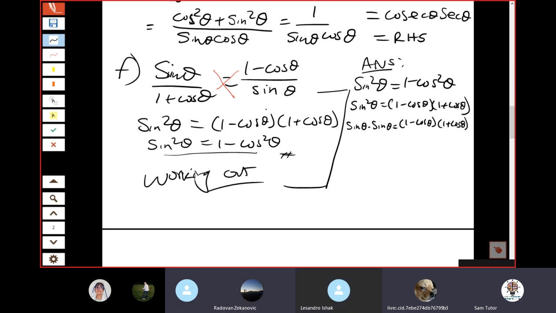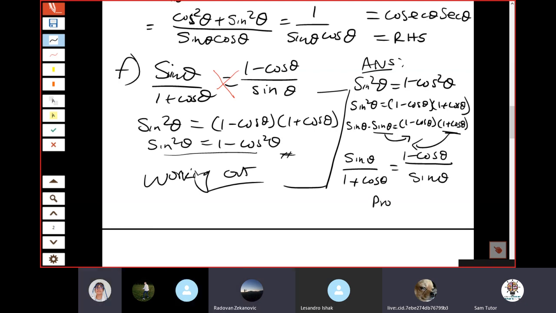And don't forget, all I need to prove is this. I'm literally one step away. I'm going to divide this guy over here, and then I'm going to divide this guy over here. What's my final answer? Sine theta on this guy, which equals 1 minus cos squared on this. Proven. Are you allowed to do that though? Yes, you are allowed to do that.